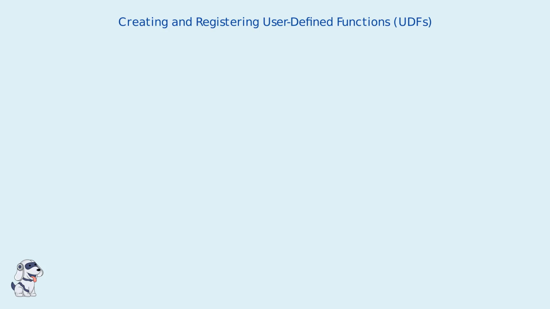This image shows how the create function statement links your Python code to a SQL function name within Snowflake. Here's a simple example of a scalar UDF that multiplies two integers. The function takes inputs and returns their product, and can be called in SQL queries just like built-in functions.